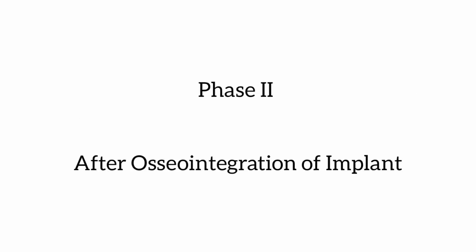Next we come to phase 2, that is after osseointegration of the implant. It takes around 3 to 4 months for mandibular and 5 to 6 months for maxillary implants to get osseointegrated. This is determined on radiographs. Depending on whether a cover screw or a healing cap was placed, the following actions are undertaken.